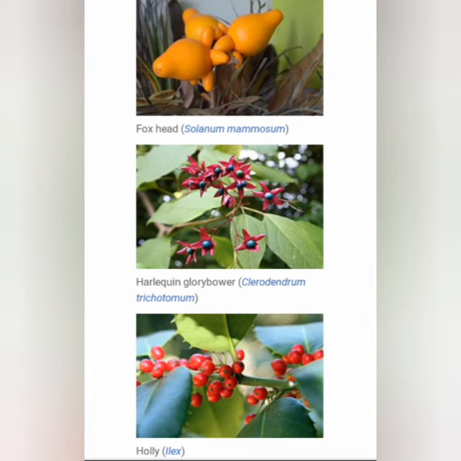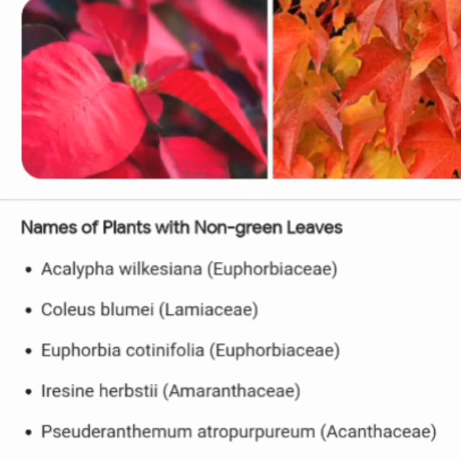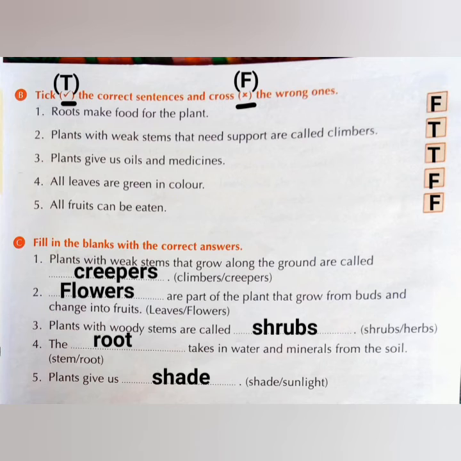These are the fruits which are not eatable, like foxglove, harlequin, gloryberry, and holly. And there are many more fruits which should not be eaten. And this is the list of those plants which do not have green leaves. Now let's solve C exercise.